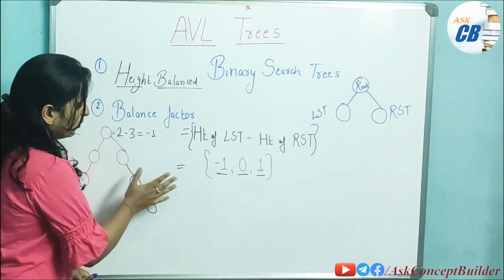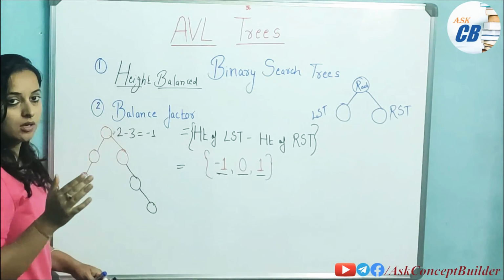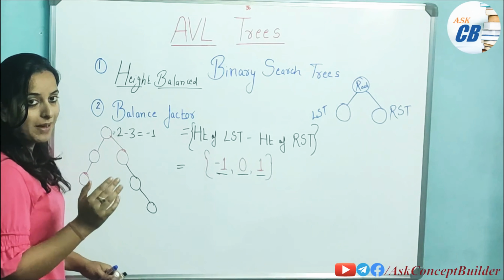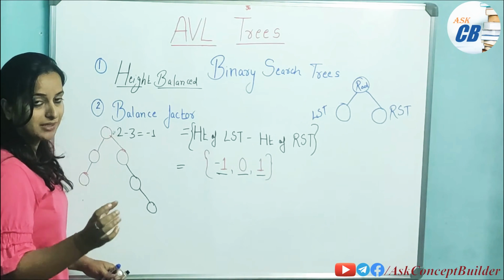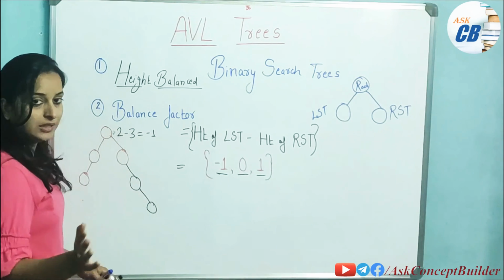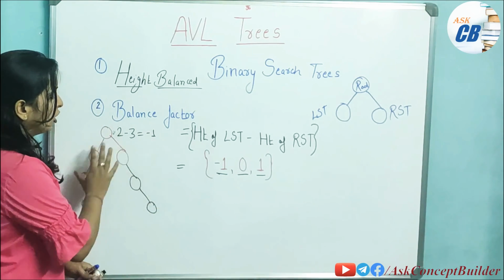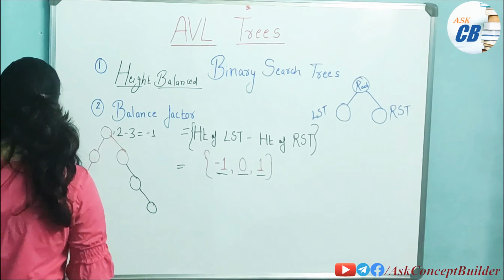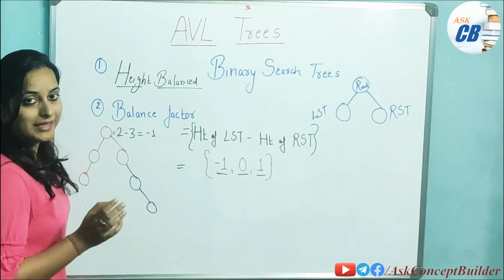Okay, so only these three can be your balance factor for a tree to be balanced, or a height balanced binary search tree. For every node the balance factor should be one of these three values. Then only your tree will be balanced. Fine, now we will see how we will find the balance factor for each and every node.